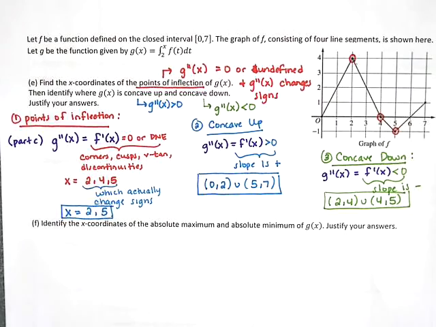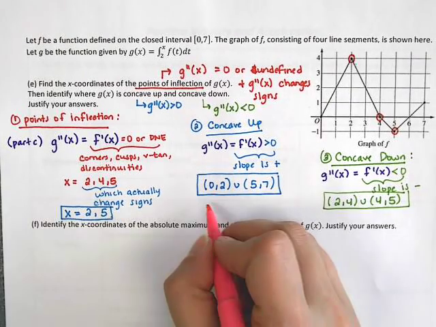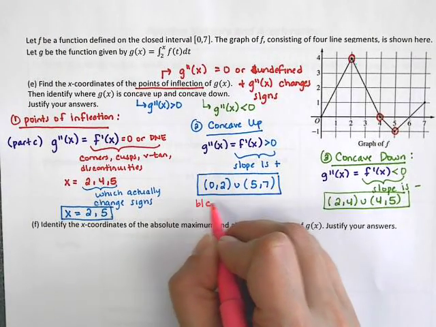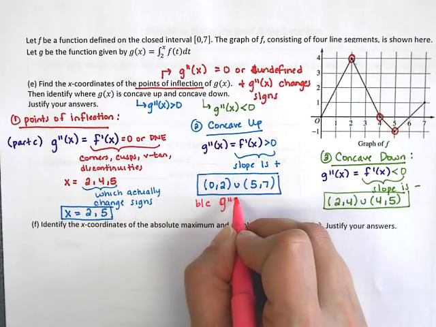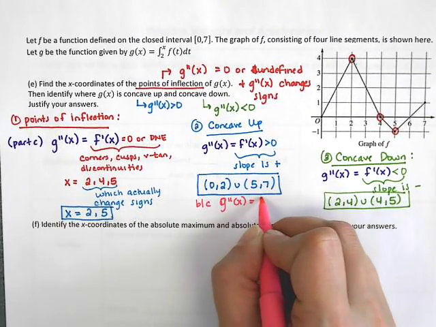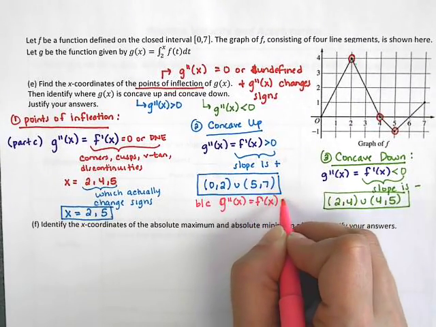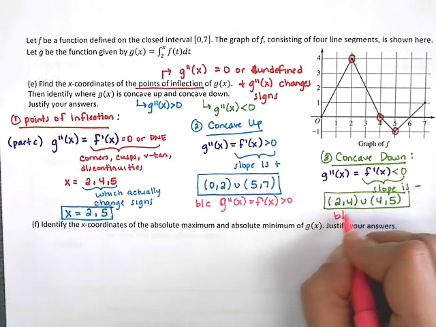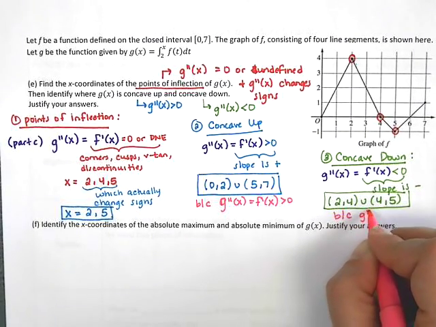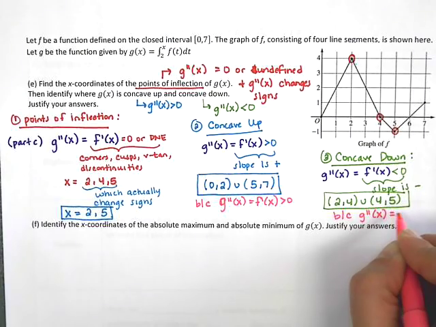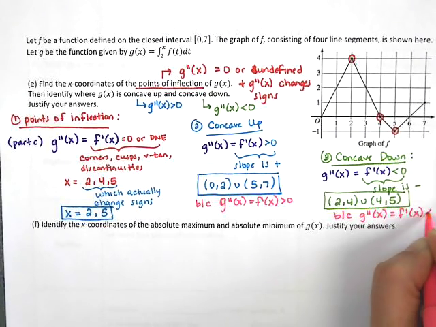So now to justify our answers, we would say here, because g double prime of x, which is f prime, is greater than 0, and here we would say because g double prime of x, which is f prime, is less than 0.